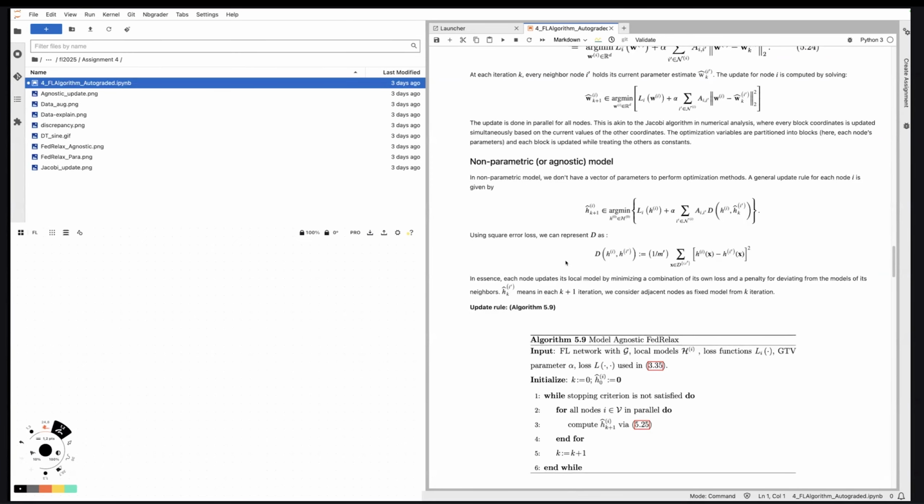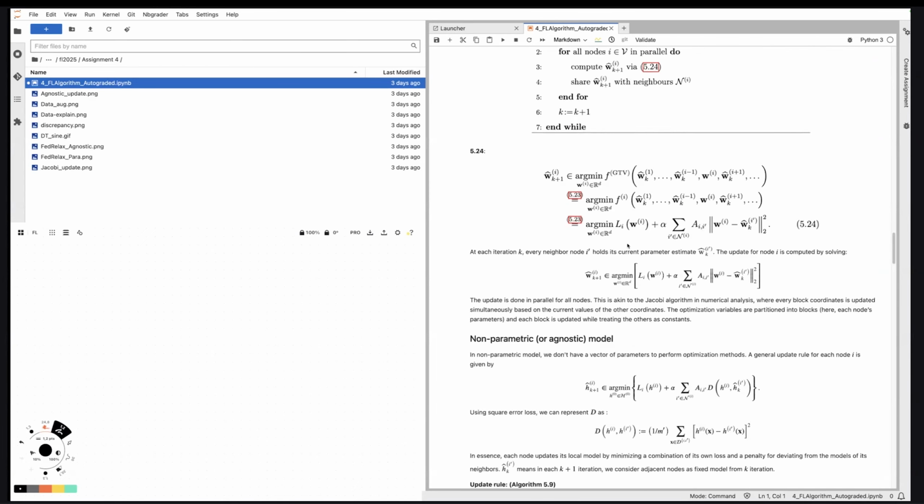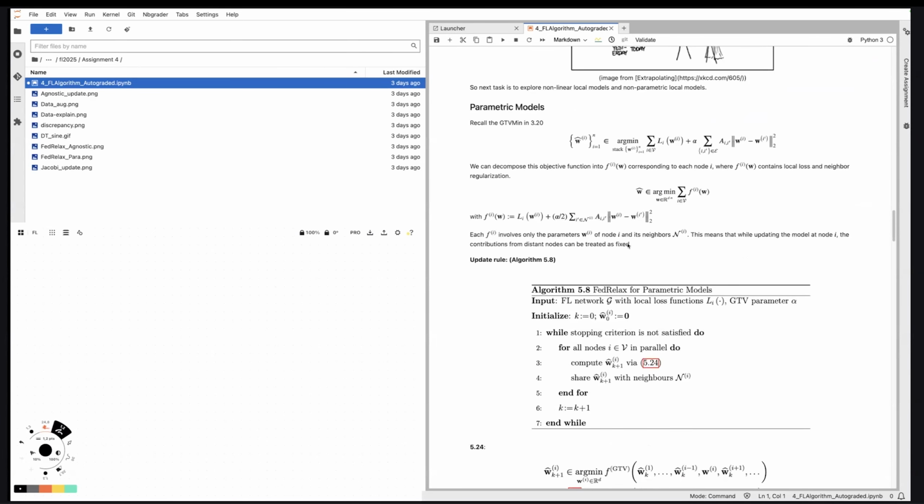Okay. So next come the non-parametric models. So still we look back to our GTV minimization. The idea of GTV minimization, or the idea of federated learning, is if two datasets or two individuals or two nodes are closely related, then they will have similar models. But how can we say two models are similar? How can we measure their discrepancy? Well, in GTV minimization, we use this graph penalty. We calculate the Euclidean distance between their weights or parameters.